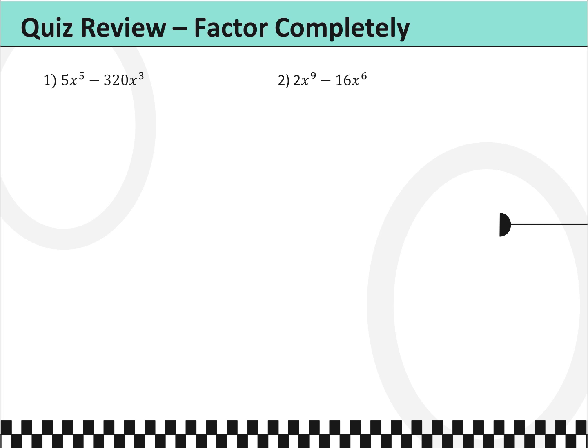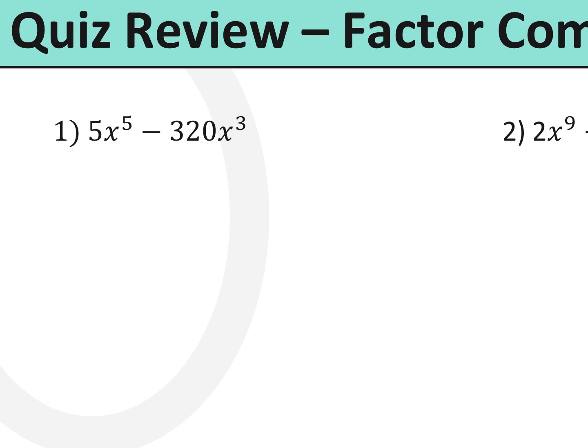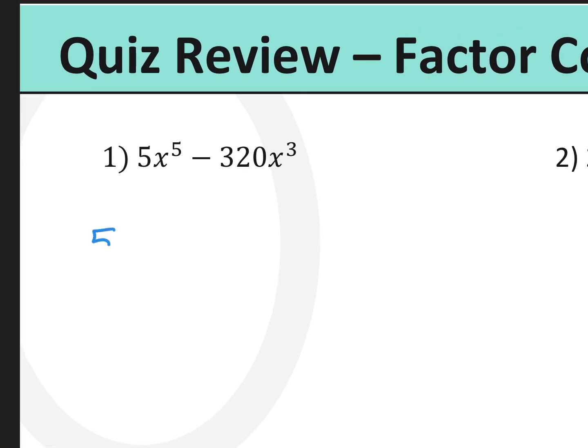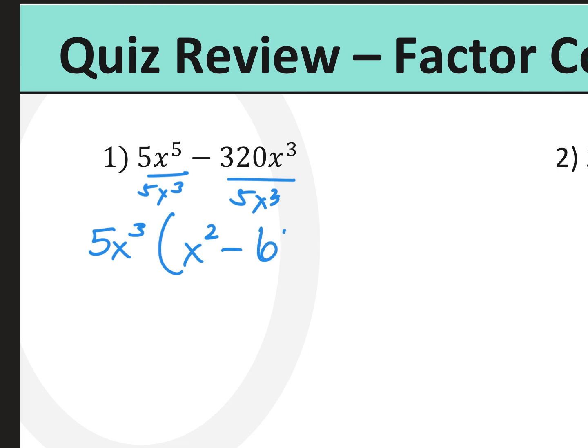So what's the first thing we look for whenever we're going to factor? We look for a GCF. Is there a GCF here? 5x cubed. Agreed. I'm going to take out a 5x cubed. So I'm going to divide this by 5x cubed and this by 5x cubed. And I'm left with x squared minus 64. Good.